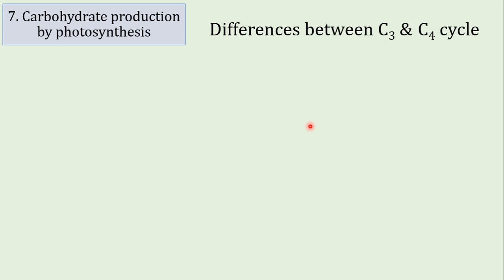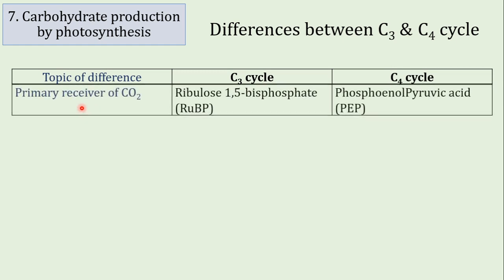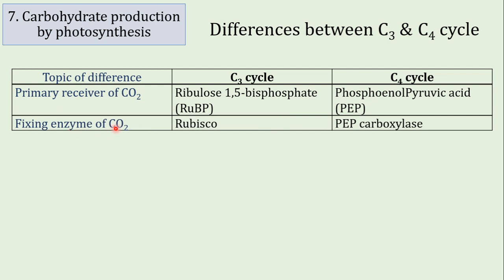Now we will understand about the differences between C3 and C4 cycle. The first topic of difference is which chemical is the primary receiver of carbon dioxide. In C3 cycle, the carbon dioxide is received by ribulose 1,5-bisphosphate, in short RuBP, and in C4 cycle, the carbon dioxide is received by phosphoenolpyruvic acid, in short PEP. The fixing enzyme of carbon dioxide in C3 cycle is Rubisco enzyme. In C4 cycle, the enzyme is called PEP carboxylase.